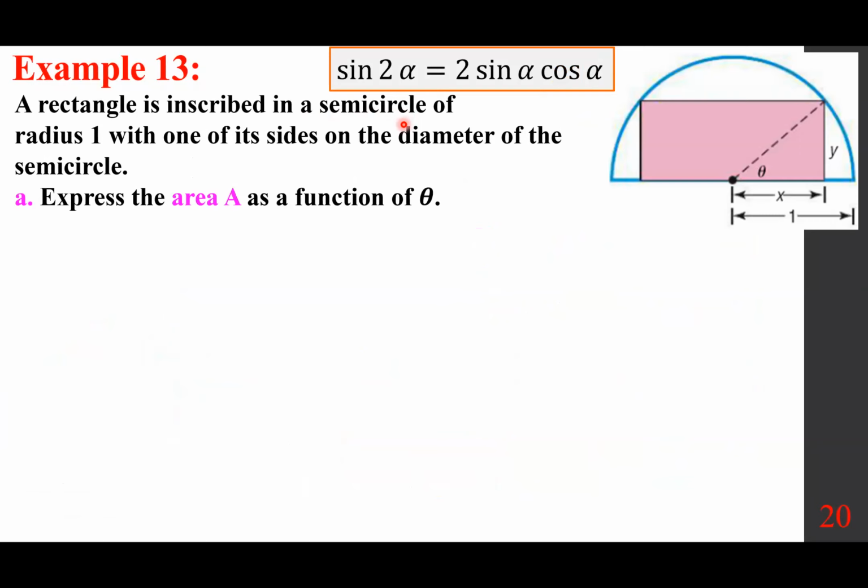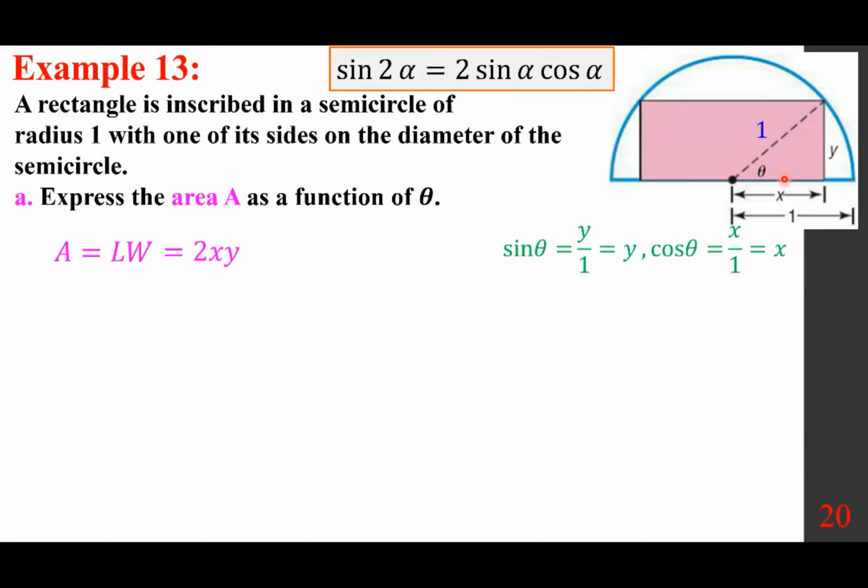A rectangle is inscribed in a semicircle with a radius of 1, with one of its sides on the diameter of the semicircle. Express the area as a function of theta. So class, the area of any rectangle is the length times the width. Now, what is the length? This is x times x plus x, that means 2x. This is the width, so 2xy. On the other hand, if you look at this, okay, this side is 1, and sine of theta is y over 1, cosine of theta is x over 1.